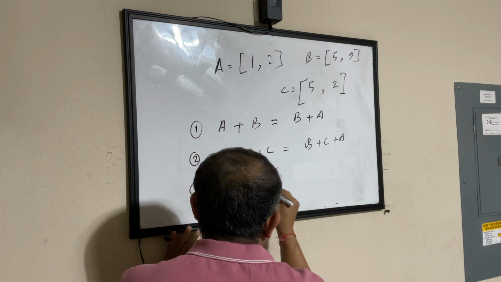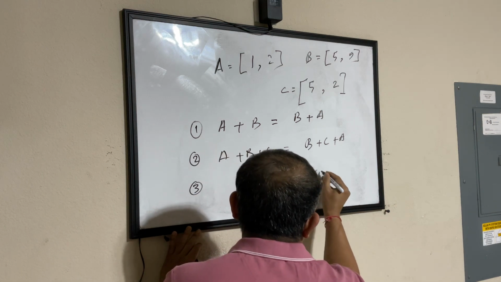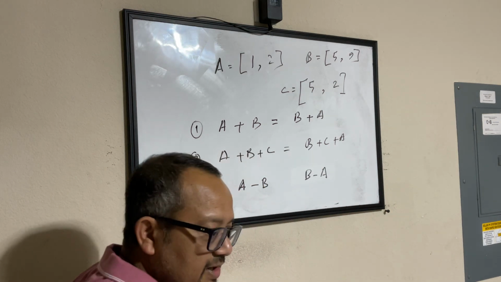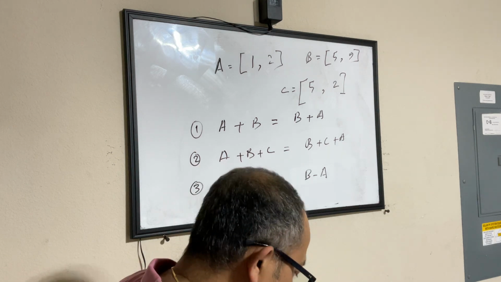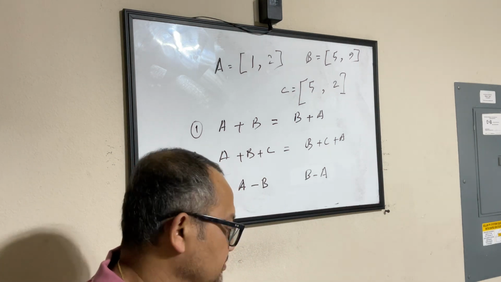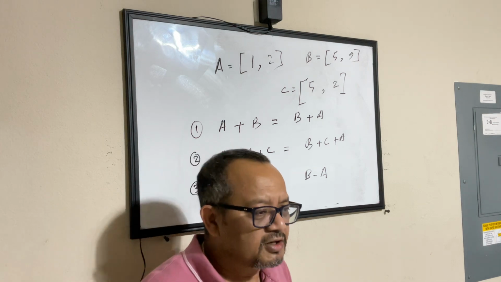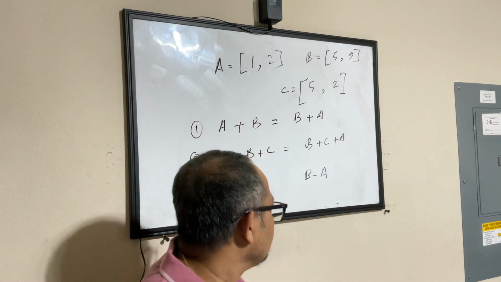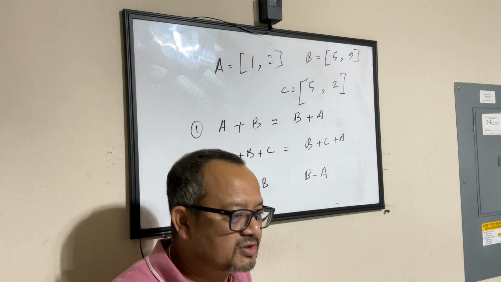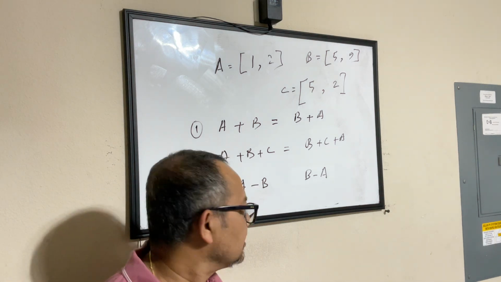A minus B and B minus A. Will it be the same as well? No. No. As simple as that, right? I mean, I should not be asking this kind of stupid questions to grown-up kids like you guys. Right? 5 minus 2 is not same as 2 minus 5. As simple as that. Correct?